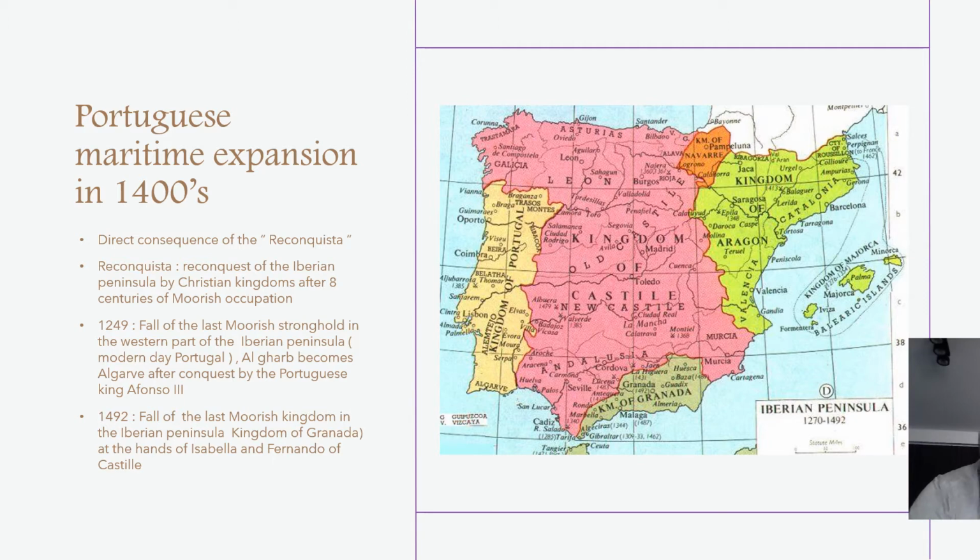And so, in comparison, if we look at the Kingdom of Castile, you see that up until 1492, there is still a Muslim kingdom, which is called the Kingdom of Granada. And Granada only falls to the Christian kings in 1492. So there is almost 150 years difference between the Reconquista in Portugal and the Reconquista in the Kingdom of Castile. And why am I talking about this?